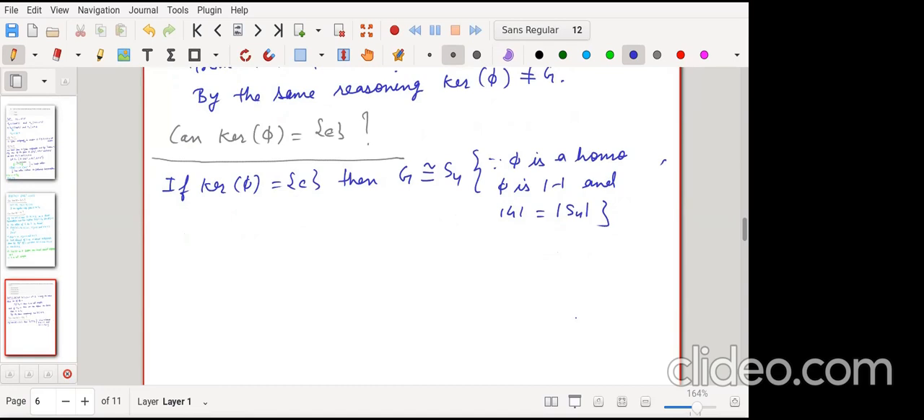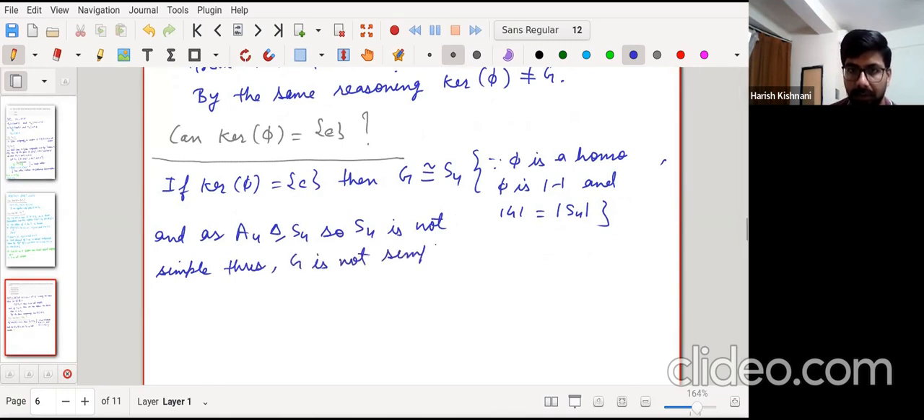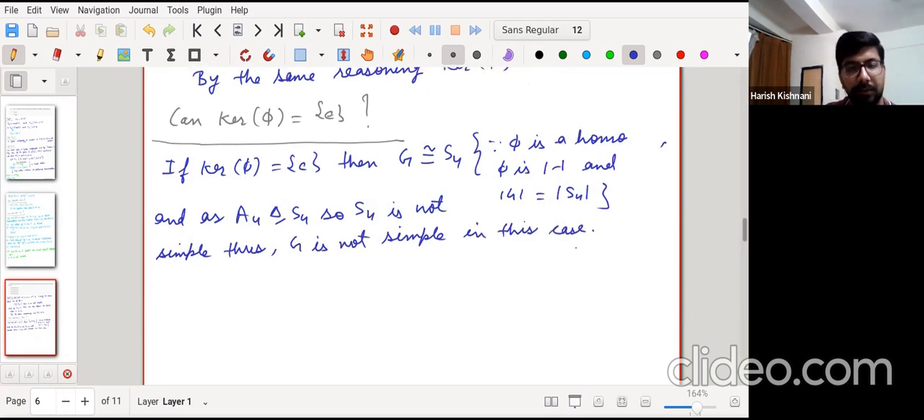Which normal subgroup does it have? An, the alternating group. And as A4 is a normal subgroup of S4, S4 is not simple. Thus, G is not simple in this case. So this case might occur, but even if it occurs, the group is going to be a non-simple group.